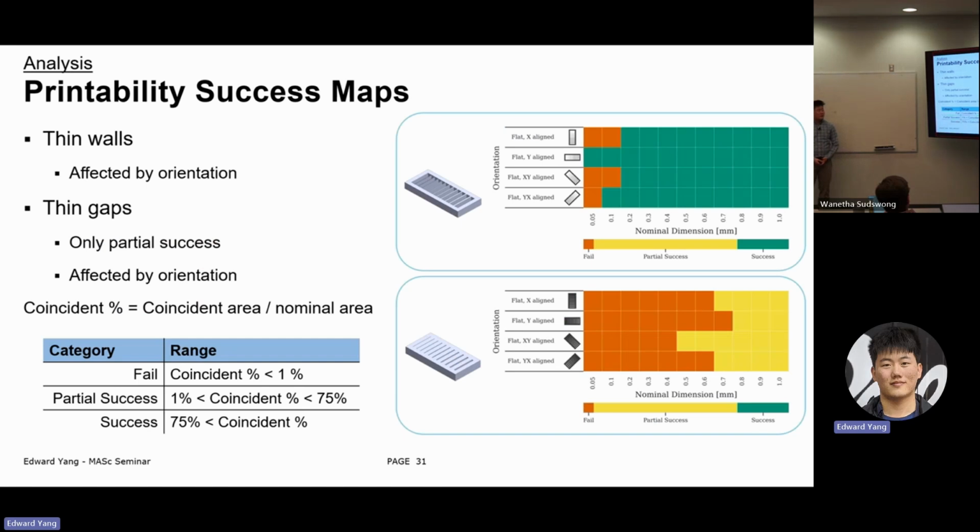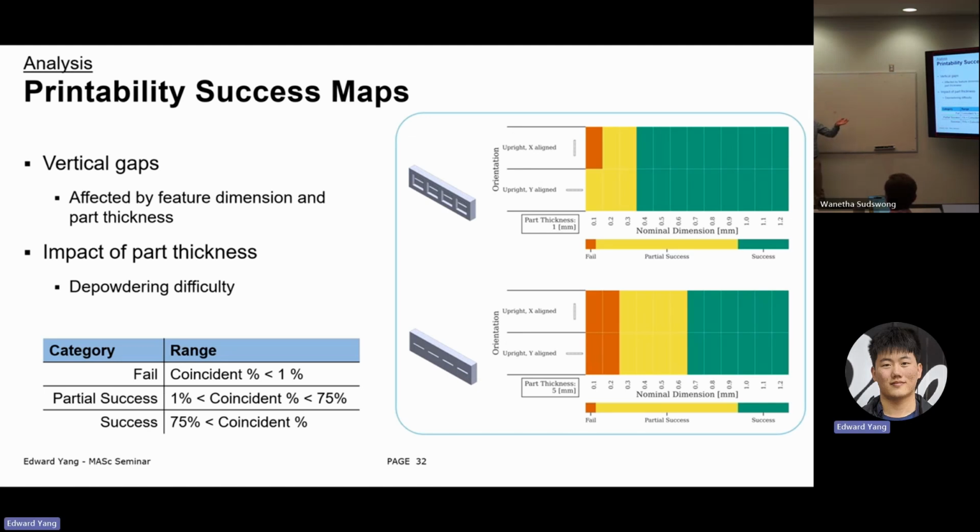So now looking at the results from the thin walls, what I can notice is that the orientation does play a role in whether or not it prints successfully, particularly for thin walls. And for thin gaps, orientation also plays a role. But another interesting effect is that there are no full successes noted for the thin gaps. It's all only partial successes. So this is going to be relevant later on, but something about the negative features, the thin gaps, doesn't lend them well to a success.